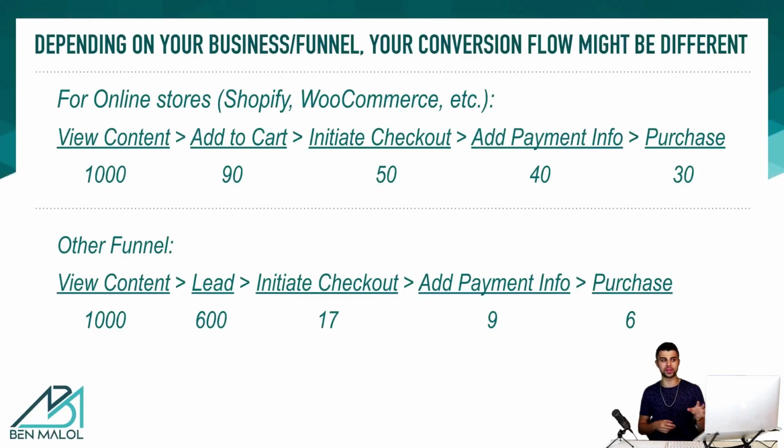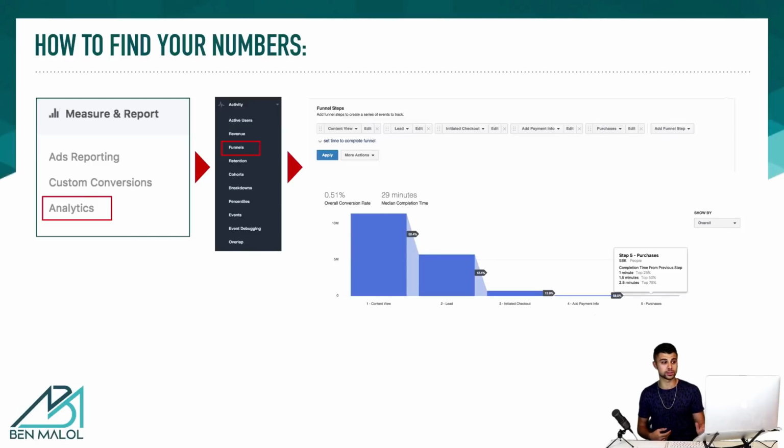Now, you can actually find these numbers if you want to see your conversion rates and how many pixel fires you have at every event in the analytics tool, which I'm probably going to do another video about, because this is a super powerful tool, by the way. And if you're not using it, you should start using it. So if you go to your ad manager, you go to measure and report, analytics, and then you will pick your pixel. You'll have a list of pixels to pick from.